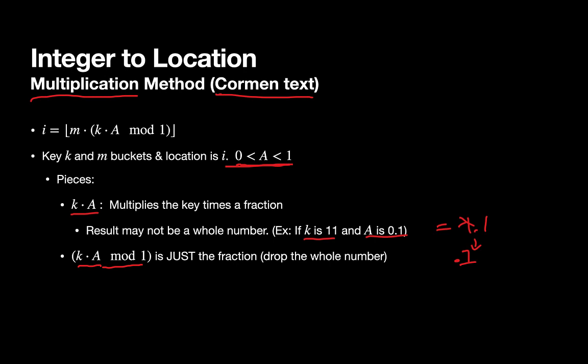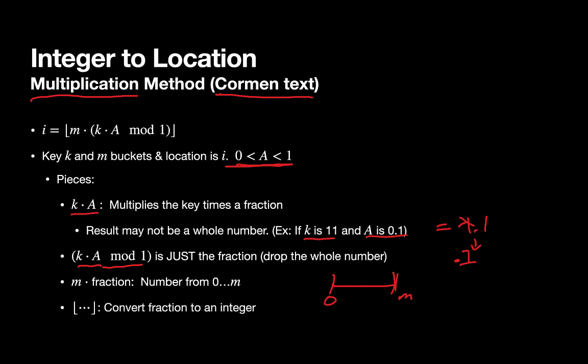Okay, so then we're going to take that value between 0 and 1, and we're going to multiply it by m, our number of buckets. If you think about m with one of the little number line pictures, 0 up to but not including m, and we multiply some fraction by this, basically we're saying how far along this number line we want to go, and then we take the floor of that, which will just give us an integer back. Okay, so we'll convert that fraction.